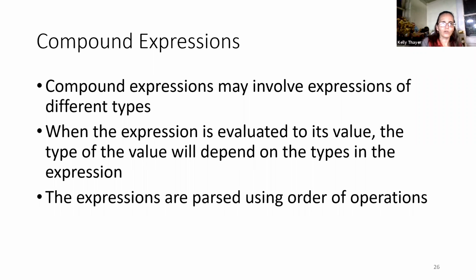And we can use those to make expressions. So compound expressions may involve expressions of different types. When the expression is evaluated to its value, the type of the value will depend on the types in the expression. We actually already saw this when we had mixed, so let's say we had 16 divided by 4, right? Those were integers, and then something else came out on the other end. Or we could have 16 divided by 4.0, that would be mixed. What will the type be? Well, it will come out as a float. The expressions are going to be parsed in the order of operations.